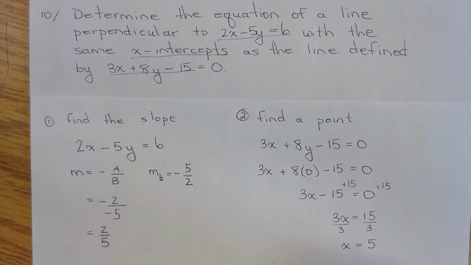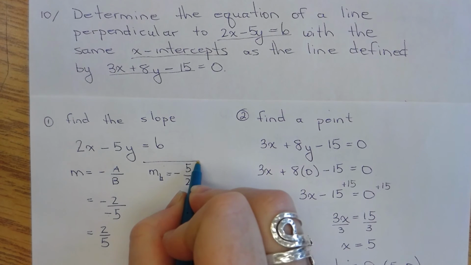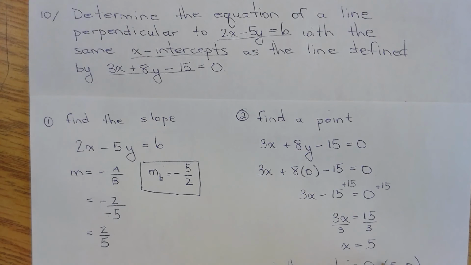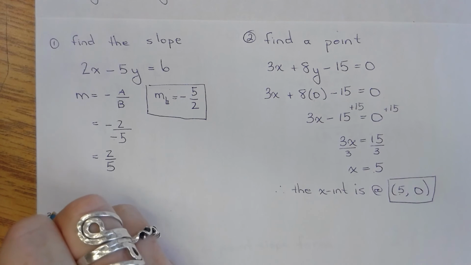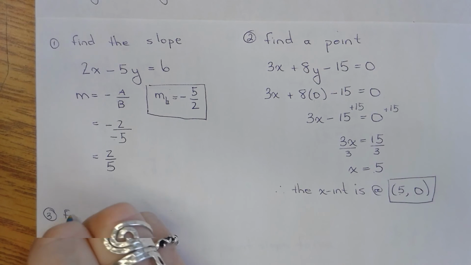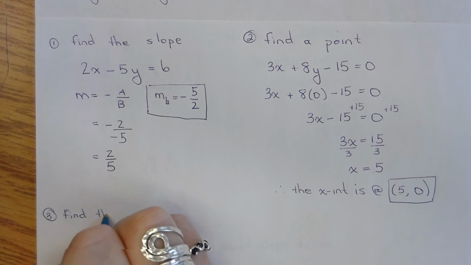Therefore, the x-intercept is at (5, 0). The x-coordinate is 5, and the y-coordinate is 0. So I've got a point and I've got a slope. I have my slope right here and I have my point right here. Now that I have a slope and a point, I can find the equation. So let's go ahead and find the equation.